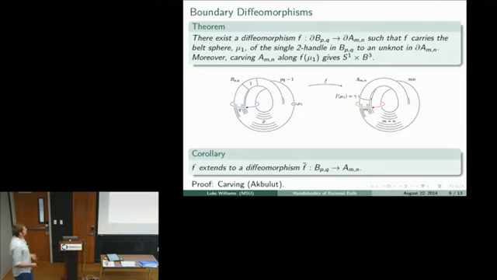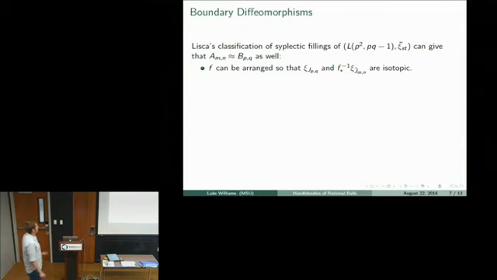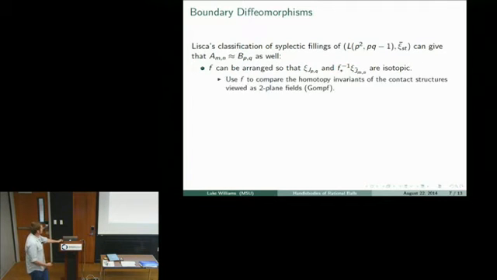But the original reason to even think about these boundary diffeomorphisms was to investigate what contact structure that Stein structure fills. And so we can still use Lisca's classification of fillings of the standard contact structure on L(p^2, pq-1) to conclude that these things are diffeomorphic. And the way we can do that is that, in fact, we can arrange F so that the contact structure induced by the Stein structure on BPQ and the pullback of the one that we just produced on AMN are isotopic.